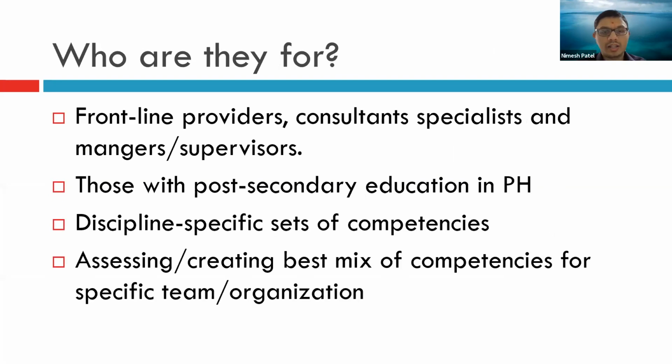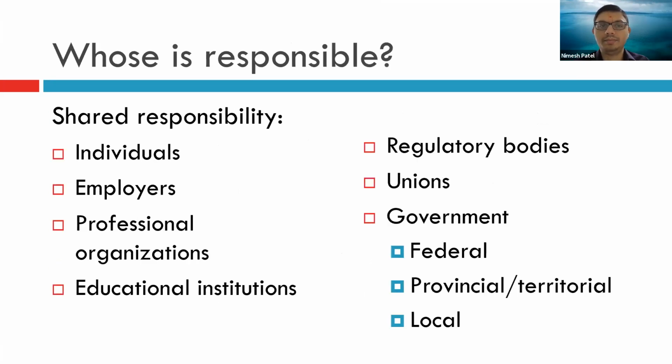So who are they for? Again, the core competencies are for everyone who works in public health or is about to work in public health. They are for frontline providers, consultants, agencies, managers, supervisors, and those with post-secondary education in public health, along with discipline-specific sets of competencies, assessing and creating a base mix of competencies for specific teams and organizations. Everyone who works in public health, is about to work in public health, or is related to work in public health, it's for all of them.